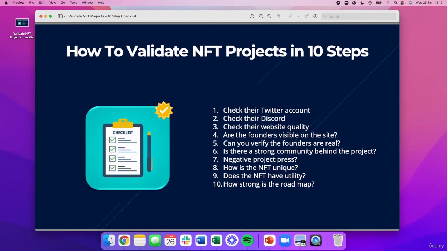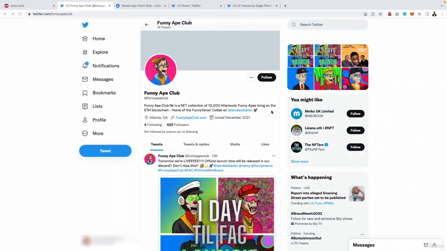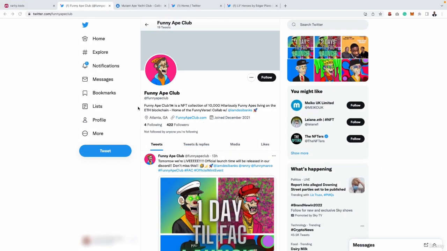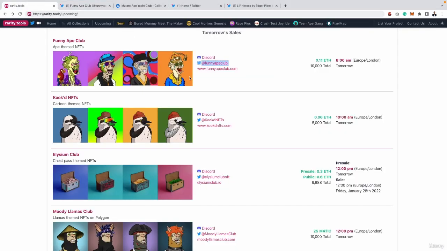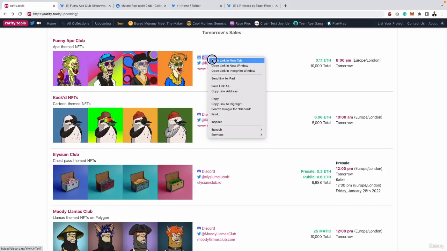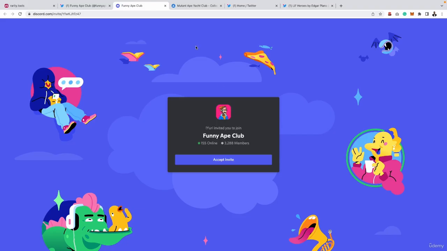Although I've got a 10-step checklist, I wouldn't even go to point 2 on my checklist. There's no point checking out the Discord, as I can see already that the Twitter is not really doing that well. However, I guess we can check out the Discord anyway, just to make sure we are not missing anything off. So let's go back to Rarity. Let's go to the top link right here, open up Discord. We can see they've got 3,288 members, and out of those, 155 are online. So again, really low numbers.